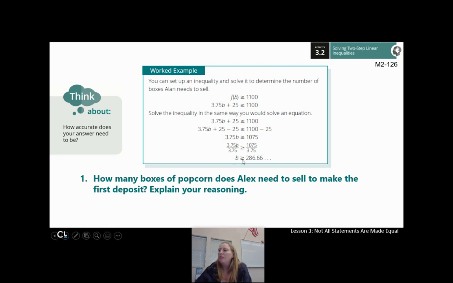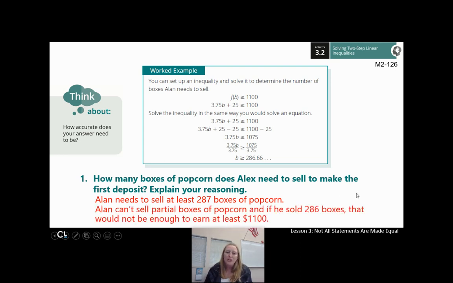So I'm noticing that B needs to be greater than this 286.6666. So I don't want to round it down to 286 because it needs to be bigger, not smaller. So that means since this needs to be bigger, I need to round this guy up to the nearest whole number. Remember, no fractional boxes of popcorn. So I'm going to round this up since B says greater than. So that means Alan needs to sell at least 287 boxes of popcorn.